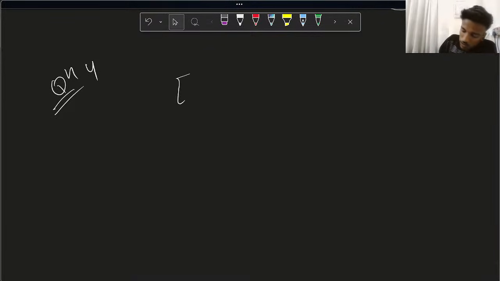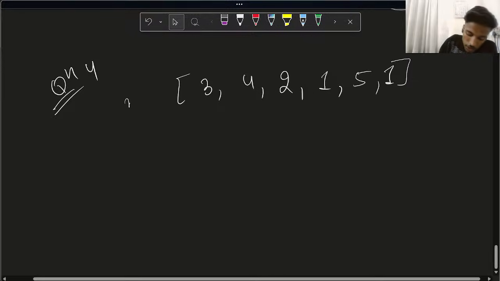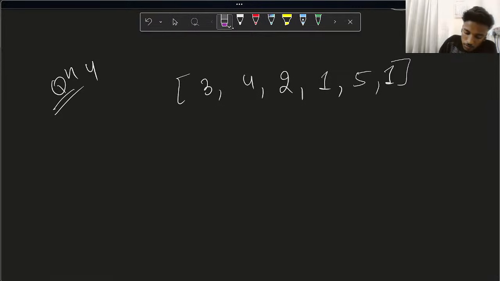You are given an array, like 3, 4, 2, 1, 5, 1. So you are given some array nums, and initially you have a value variable, val equal to 1.